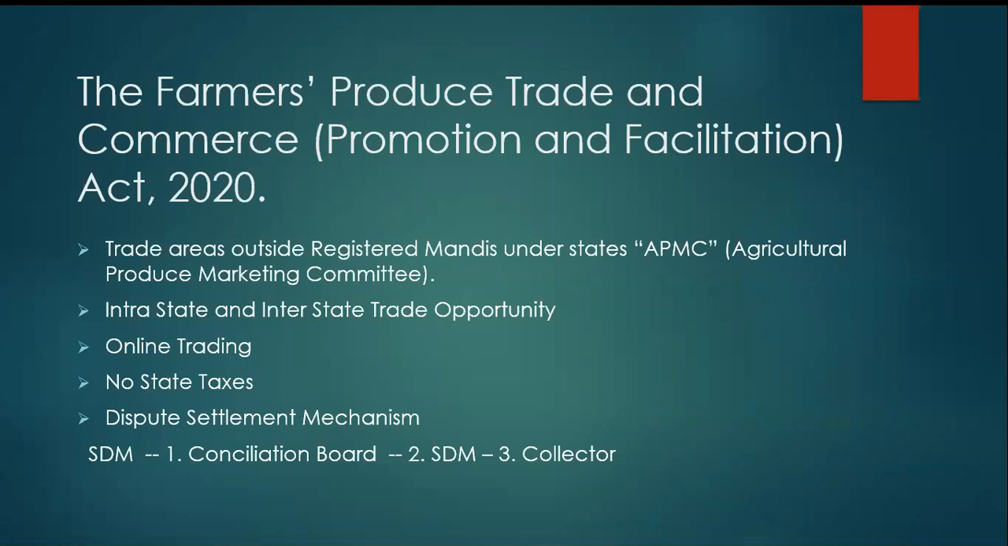So the first point is that the bill facilitates trade areas outside registered mandis. Means earlier the condition was that it's illegal to sell the first harvest of the farmer outside the mandis, and mandis are named as APMC, which is Agricultural Produce Marketing Committee. Mandis have their own different names in various states, but for a common, national term, they are known as APMC, which is Agricultural Produce Marketing Committee. So earlier the condition was that the farmer has to sell his or her first harvest in APMC only.